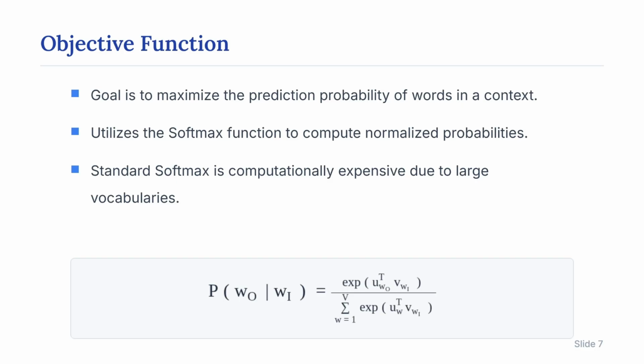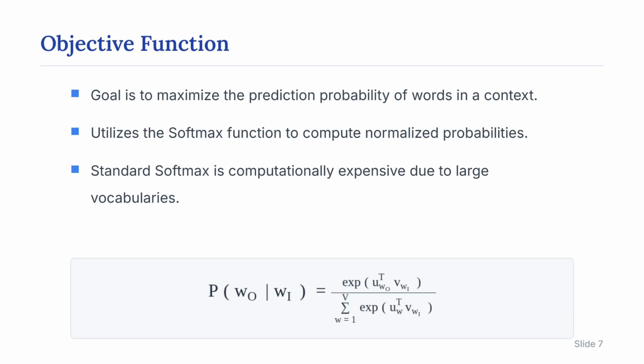Let us understand what this means in practice. Suppose our vocabulary size is 1 million words. For a single prediction, the model has to compute probabilities for all 1 million words and then identify which word is most likely. Now imagine doing this for every word in a large dataset. This becomes extremely computationally expensive because for each training step, we need to calculate scores for every word in the vocabulary.